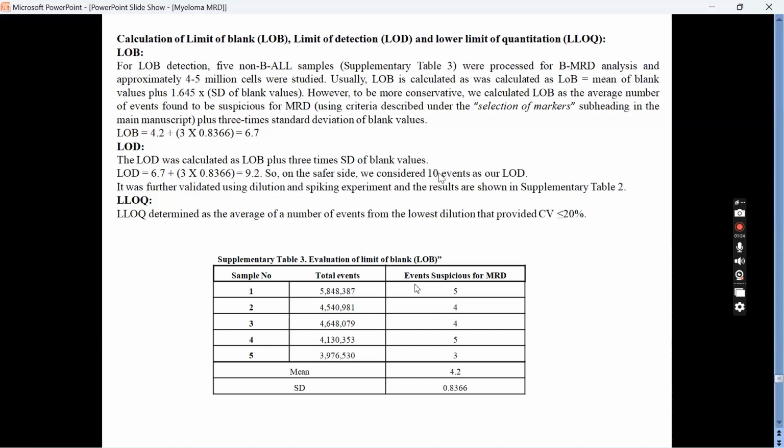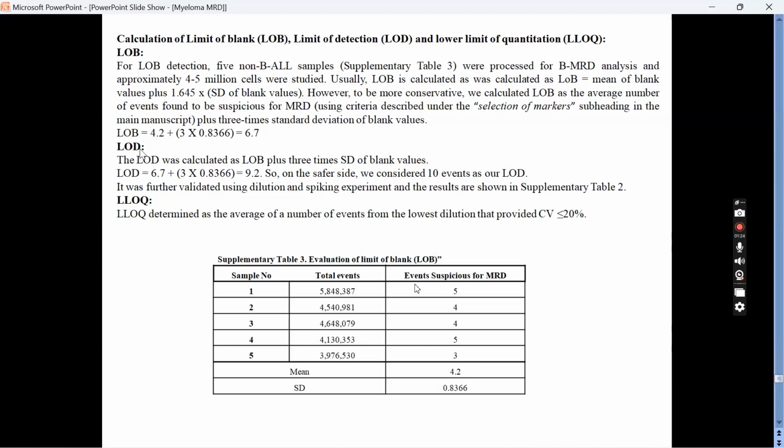Now, once you do this, you cannot simply take these 10 events as the LOD. You need to validate that you are able to detect these LOD events and differentiate them from non-BALL events. How do you validate this? This validation of 10 events will be done by a dilution and spiking experiment, which I'll tell you in the next slide.